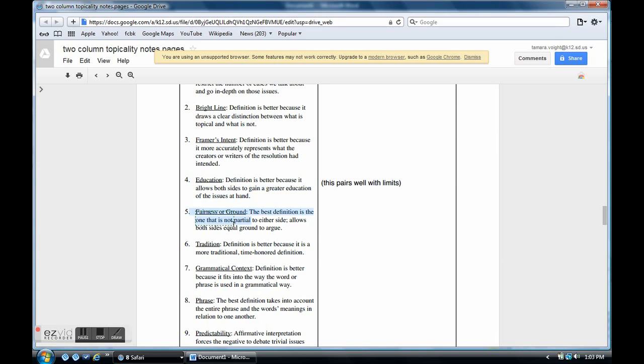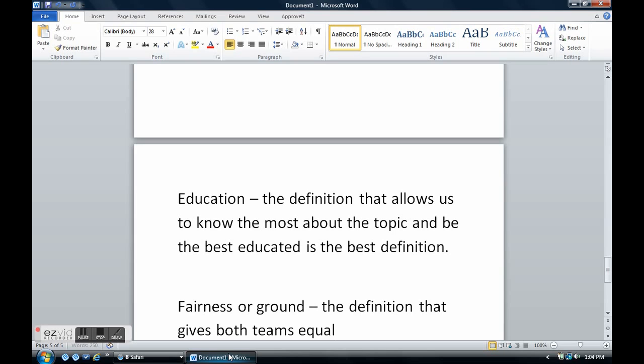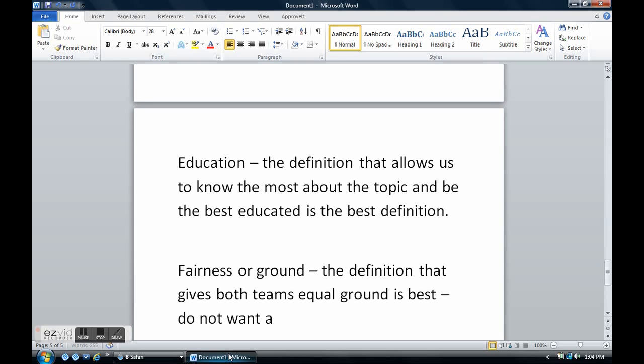The next standard is fairness or ground, and this standard argues that we need a definition that's going to provide for enough affirmative cases that affirmative has choices, but not so many that the negative gets overwhelmed with having to research too much. So equal ground is best.